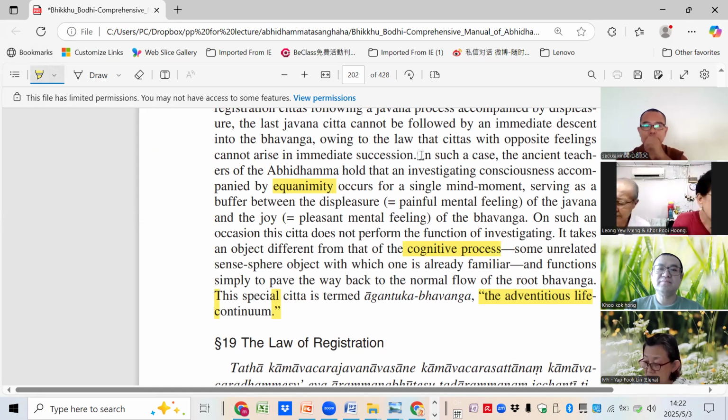Ancient teachers hold the investigation. Javana to joy. Pleasant feeling. Different from the cognitive process, unrelated.